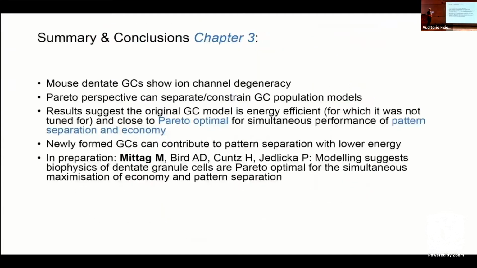To summarize this third chapter, we could show a population of granule cell models that showed ion channel degeneracy. At the same time, this degeneracy could be constrained when we look at energy efficiency and pattern separation function. And we revealed that the original model, compared to all the other models, is Pareto optimal for both of these functions. In addition, the newly formed granule cells can contribute to this.